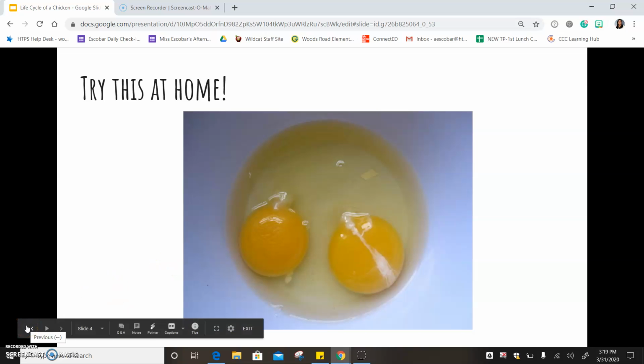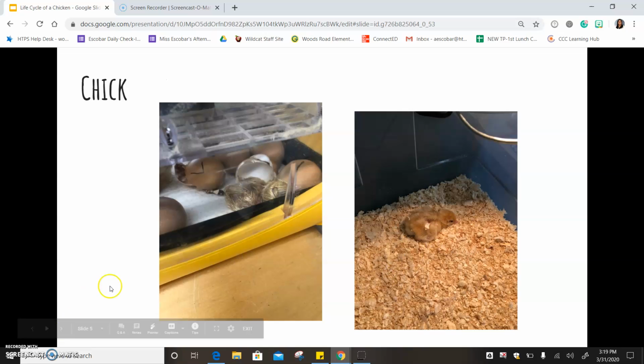And so the first part of the life cycle is an egg. The next part is a chick. And these are actually the real pictures I took last year when I was a kindergarten teacher. We had our eggs and we were able to watch some of our chicks hatch. And so when a chick is ready to hatch, they start pecking with their beak. And we see little pip holes on the egg. And they just keep chipping it away until they're finally out.